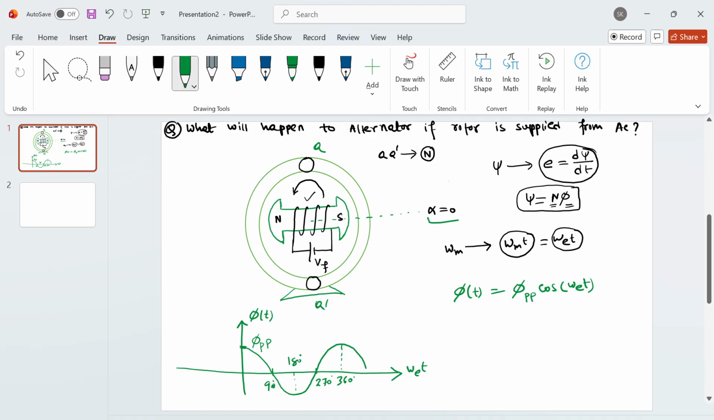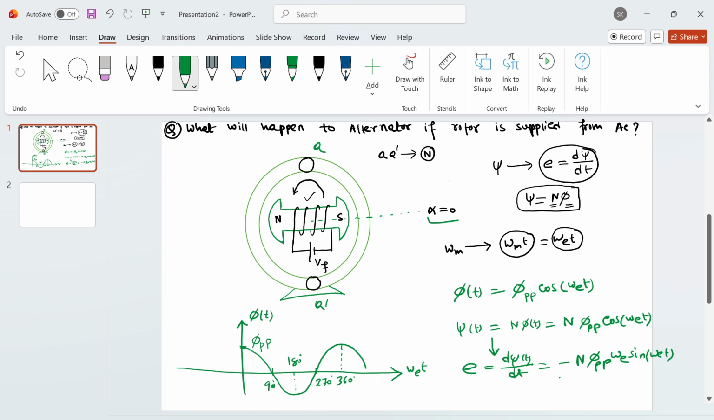Like the flux per pole is the maximum value, and as you rotate, that flux per pole value will decrease, and it will be cosine in nature. Now you have the flux linkage, that is psi of t, which is nothing but n phi of t, n flux per pole cos omega e t. Now you can calculate the induced voltage in the coil A dash, d phi of t by dt, which is minus n flux per pole omega e sin omega e t.